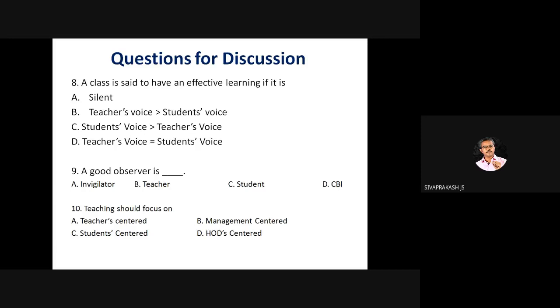A good observer does the following. I gave you 4 options: moves head with accepting signal, or takes notes, or raises questions, or discusses the subject with friends and teachers. A good observer is the one who raises questions. The correct option is the one who raises questions.